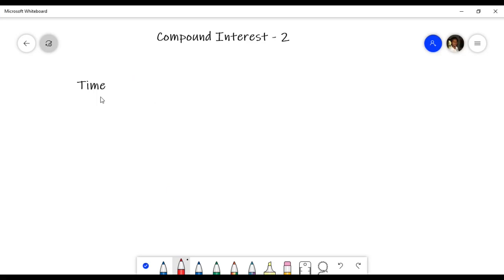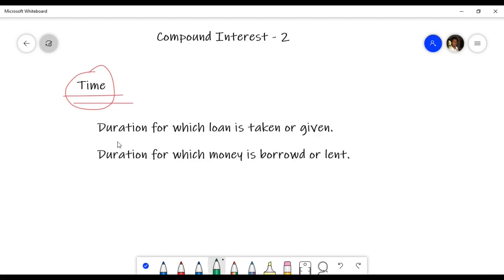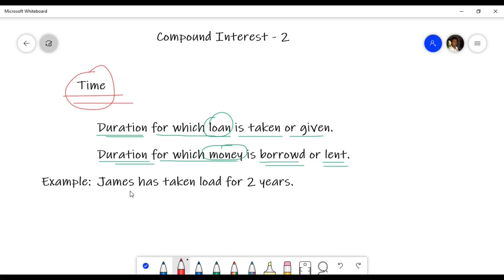Let's see what is time. What is time in regard to calculating compound interest or simple interest? So what is time? It is the duration for which a loan is taken, borrowed, or the loan is given, that is lent. And it is also the duration for which money is borrowed or lent, like I said. Let's see an example here.